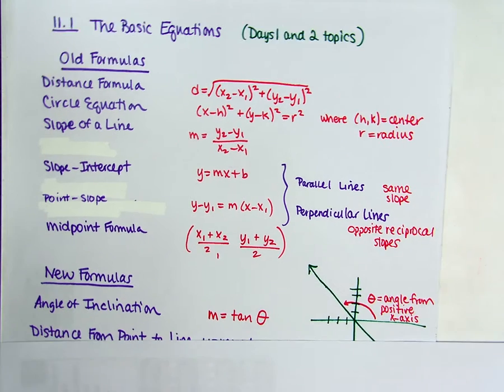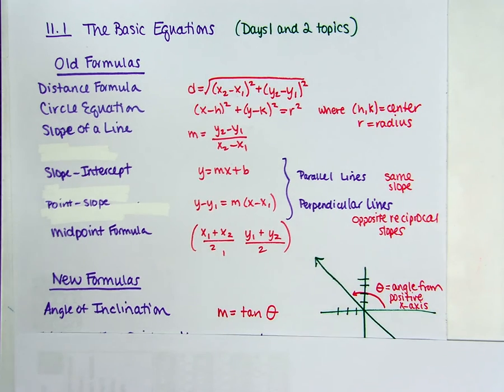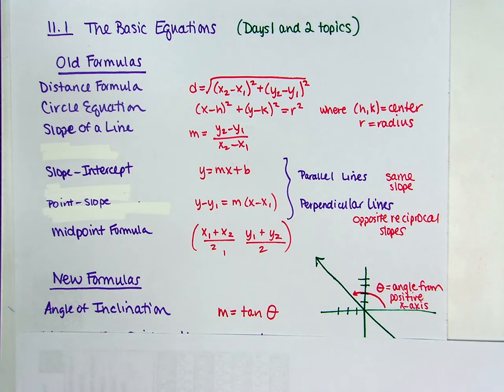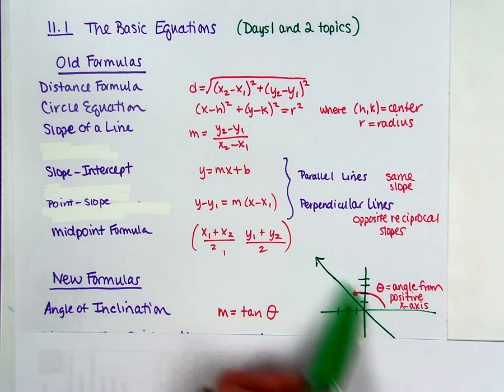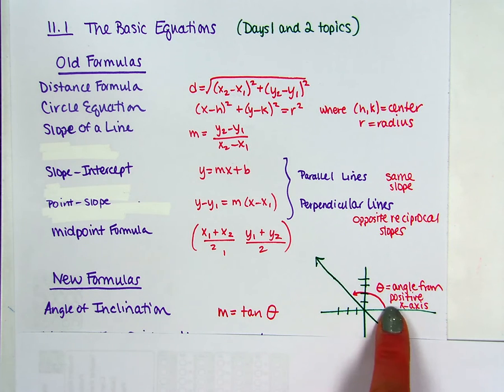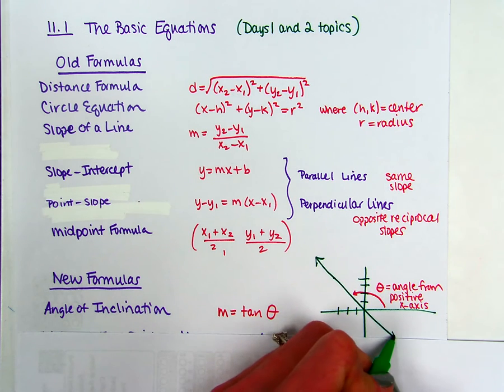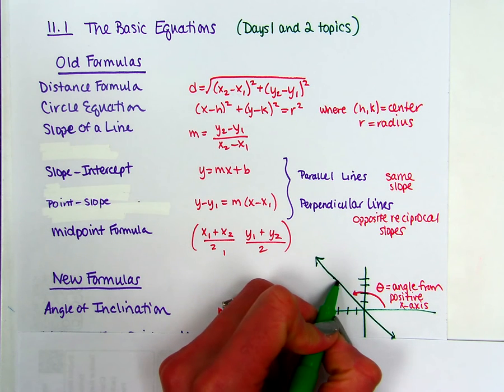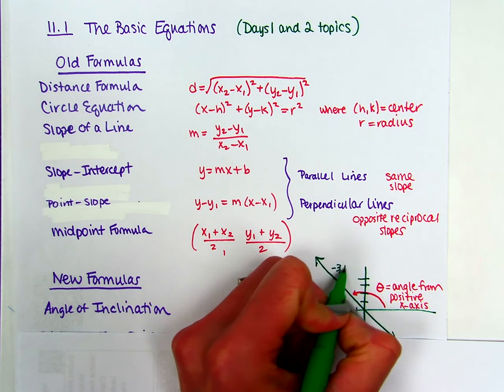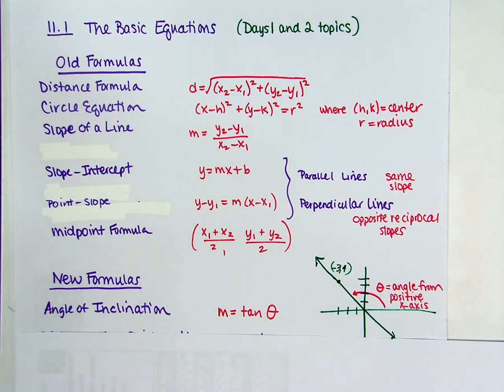So one of them is the angle of inclination. All right, so the angle of inclination is basically you're going to figure out what's the angle that a line makes from the positive x-axis. So I've drawn a coordinate plane. Here's just a line. And on this line, I'm going to say that it goes through the point -3, 4, just for our example. All right, so what I'm going to use is this new formula, which is my slope is equal to the tangent of theta, and I'm going to prove why that works.